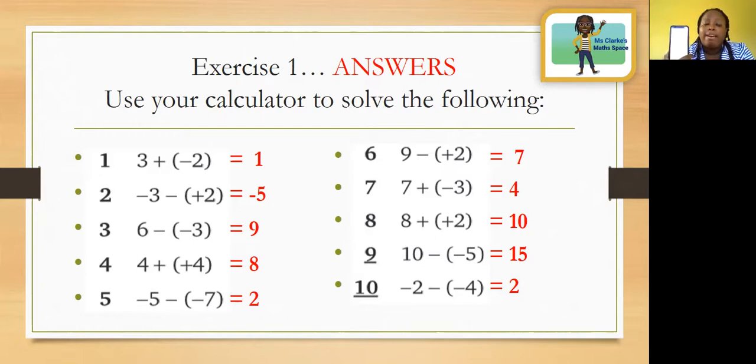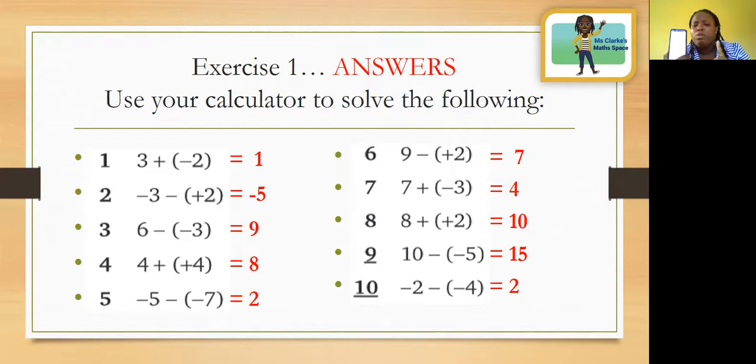For number 3, we have 6, take away negative 3. And the answer on our calculator, when we type it in, we'll get 9. Number 4, we have 4 plus positive 4, which we'll get 8.